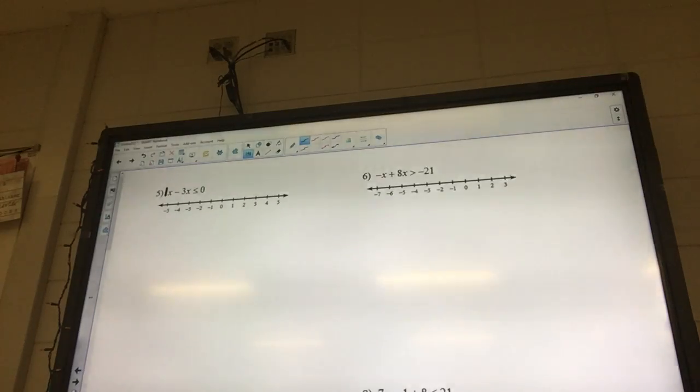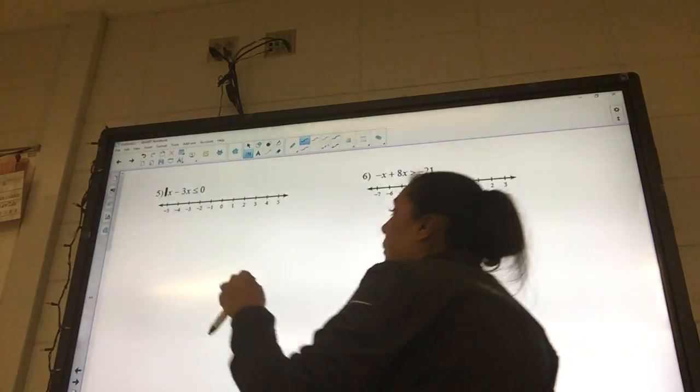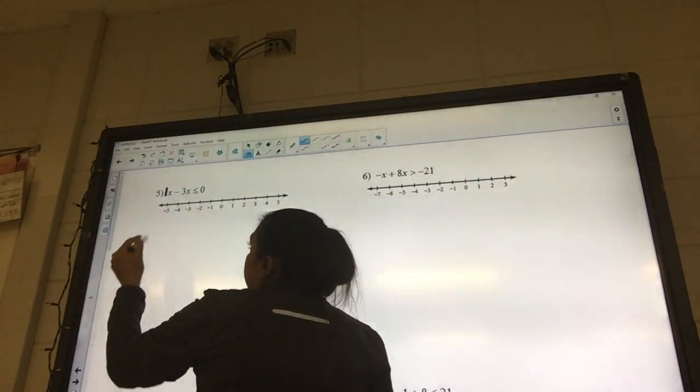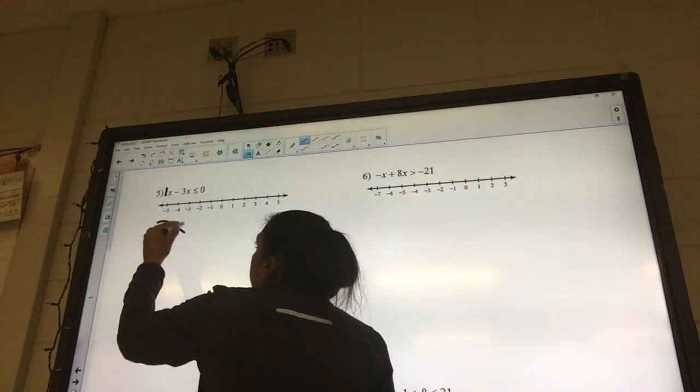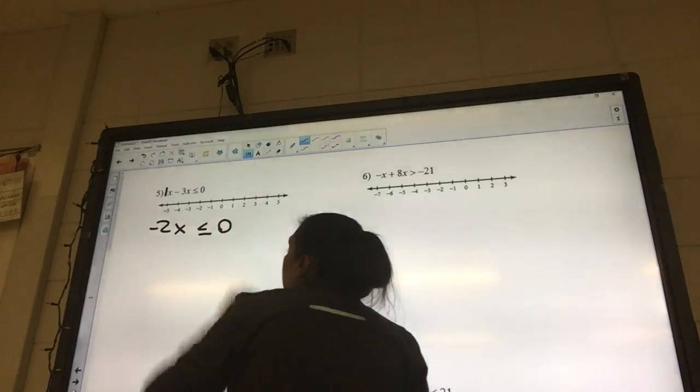Okay, our next step is going to be combine like terms. What can we combine? A 1x and a 3x. So on your calculator, type in +1 and a -3. It's going to give you -2x less than or equal to 0.